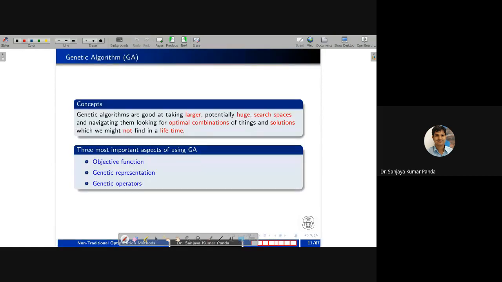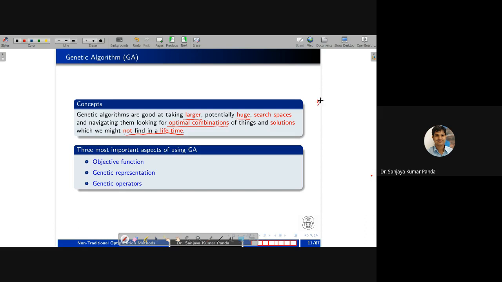Now, when you deal with a large space, you cannot apply genetic algorithm in each and every possible case. Genetic algorithm should be applied if whatever you are solving is in a very large search space. That's why genetic algorithms are good at taking larger, potentially huge search spaces and navigating them, looking for an optimal combination of things and solutions which you may not find in your lifetime. One example I'll tell you.